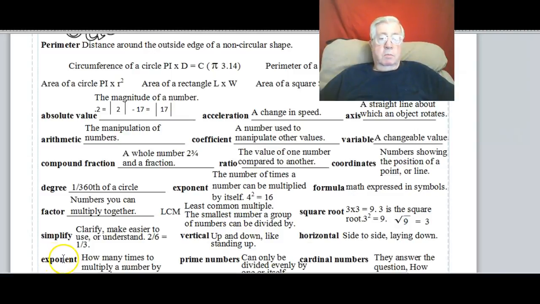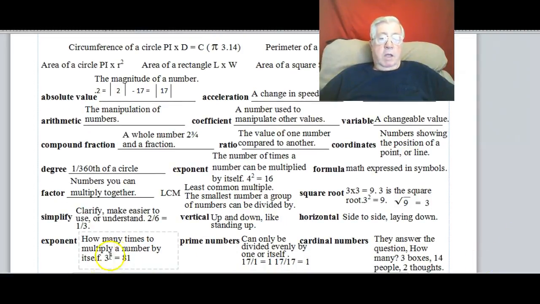Exponent. How many times to multiply a number by itself? So the exponent here is 4. So that says you multiply 3 times itself 4 times. And if you do that, you get 3 times 3 is 9. 3 times 9 is 27. 3 times 27 is 81.